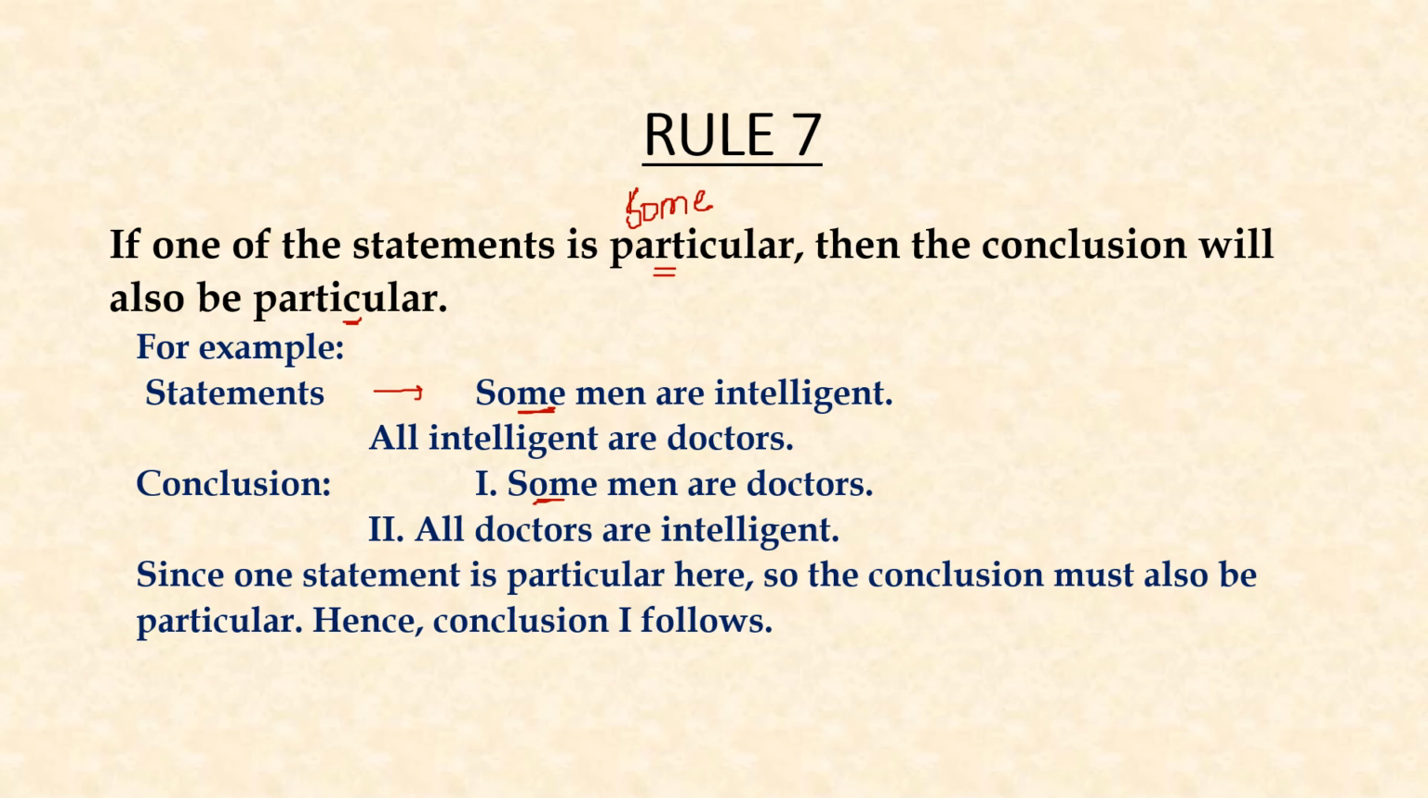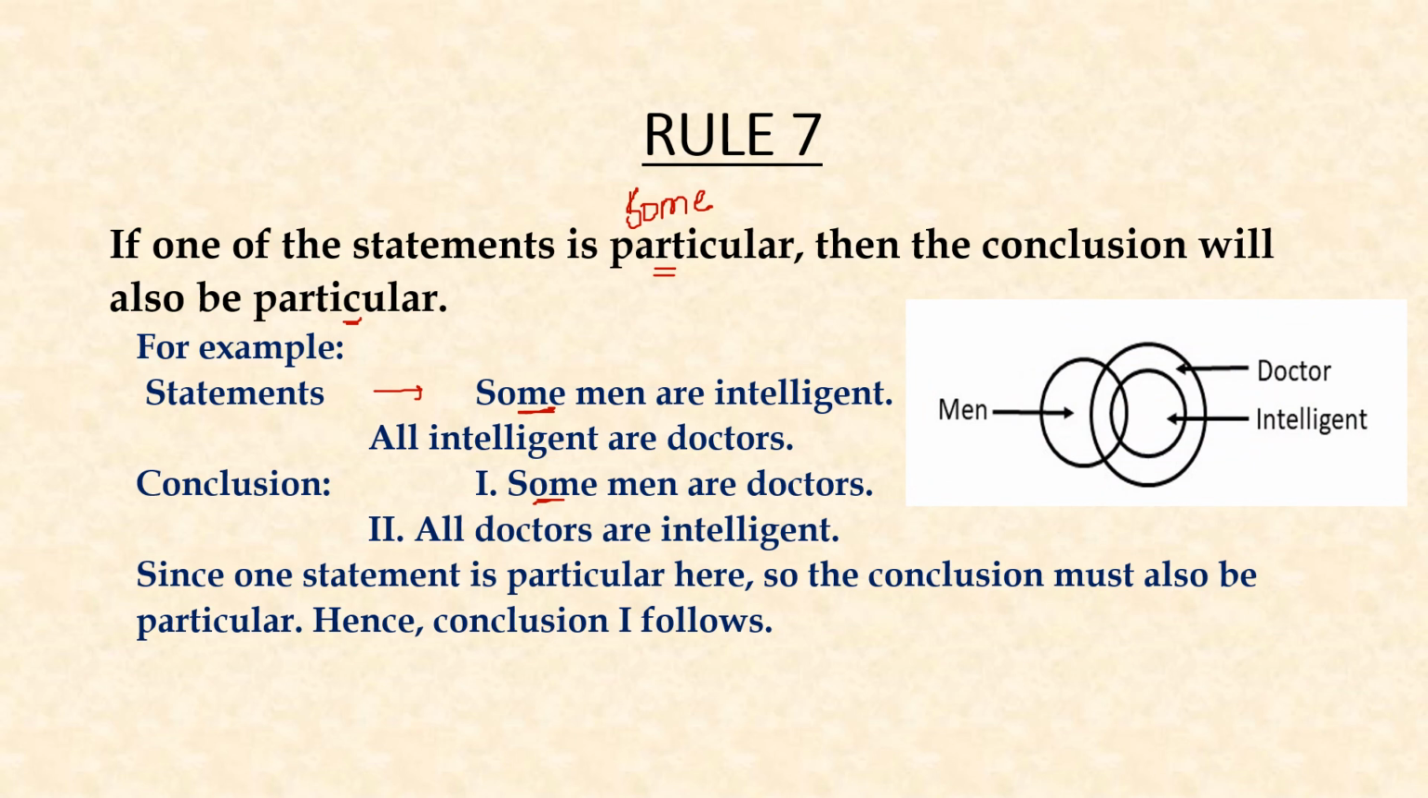So let's check this with the help of Venn diagrams again. Okay, so some men are intelligent. So this overlapping part shows that some men are intelligent. Then all intelligent are doctors. So डॉक्टर्स का जो सर्कल है वो इंटेलिजेंट के बाहर आ गया, showing that जितने भी इंटेलिजेंट लोग हैं वो सभी डॉक्टर्स हैं यहाँ पर.